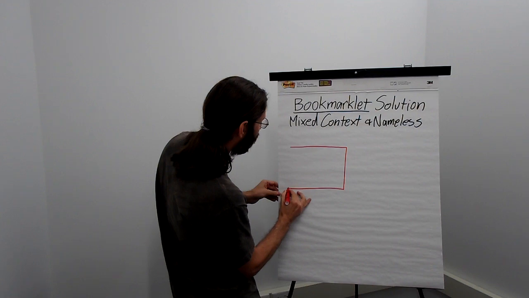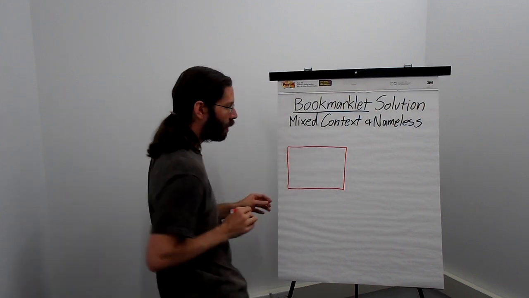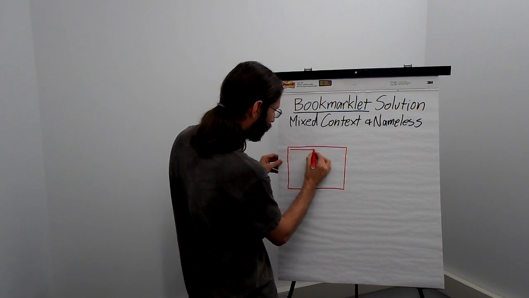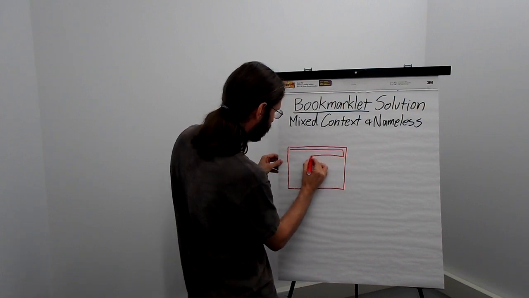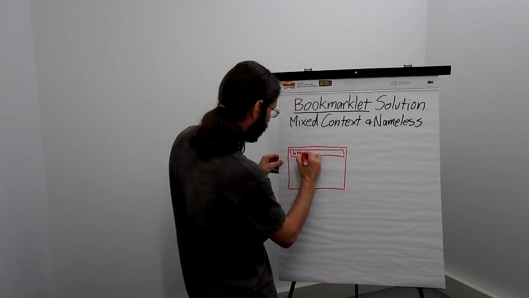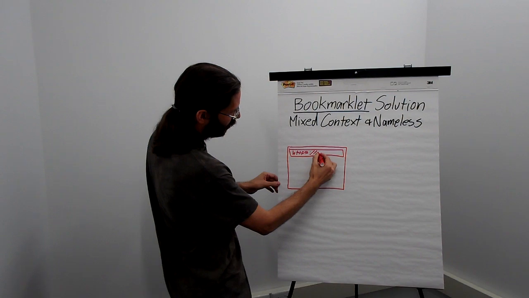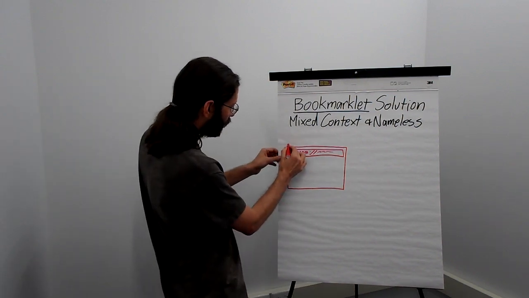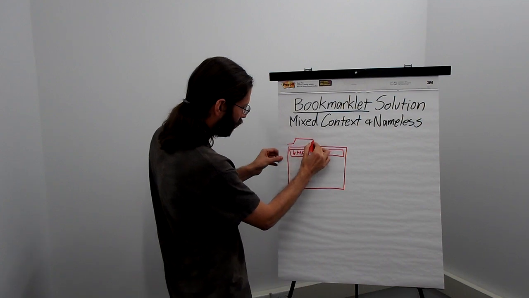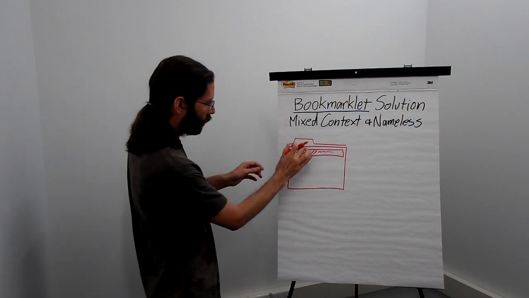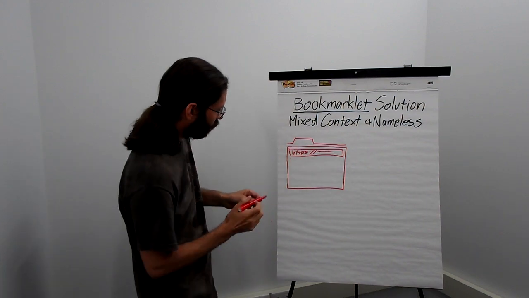Here's a page in your web browser. I draw it in red because it's a secure page. You have got the address. And I'll say https:// just to remind us it's secure, and then the domain name. And then you've also got a tab that belongs to this page. It's showing the title tag from that page.